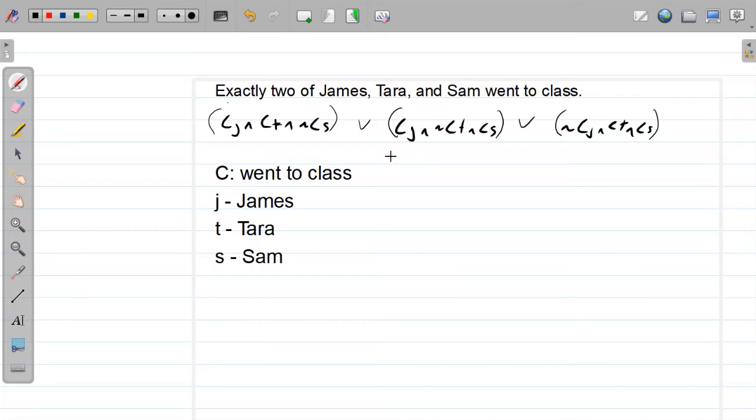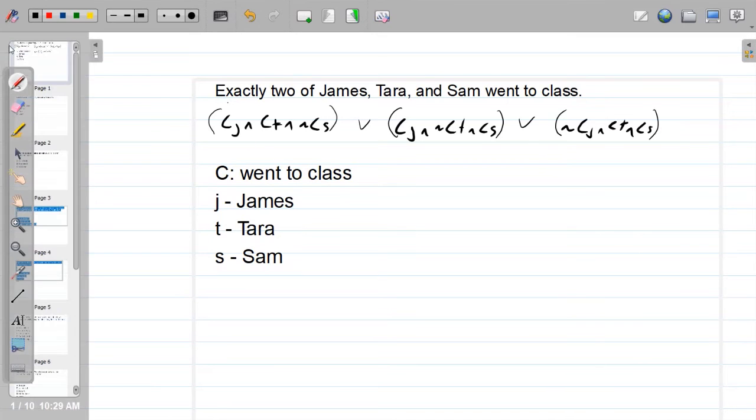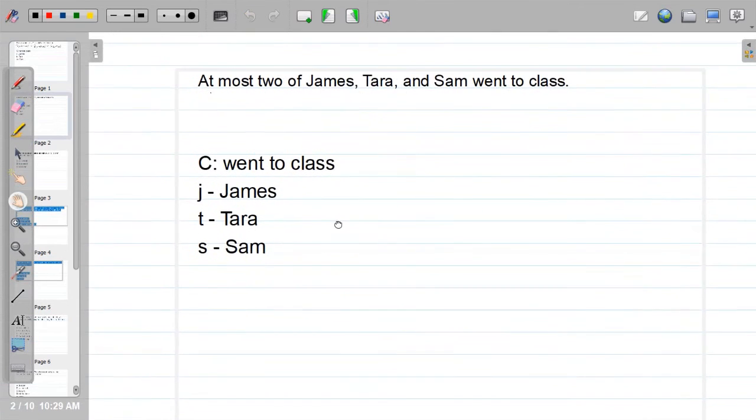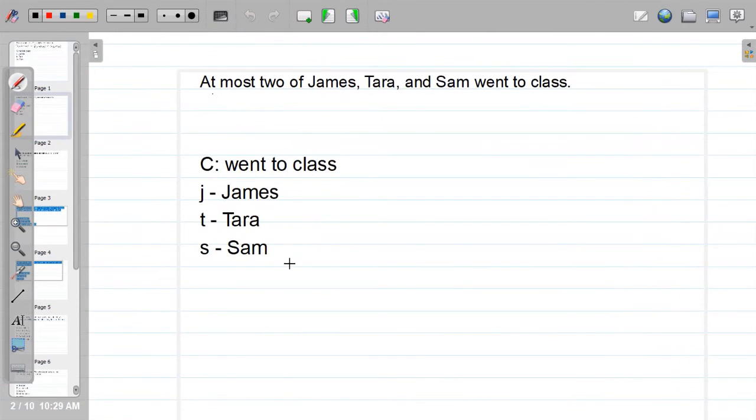The exactly two is possibly the most annoying number case. Here's a much less annoying one. This is one that we can do much less simply. At most two of these people went to class. At most two. So what does that rule out? There's really just one case that we need to rule out, because at most two is compatible with none of them going to class, or just one of them, or two of them. So the only thing we have to rule out is all of them going to class.